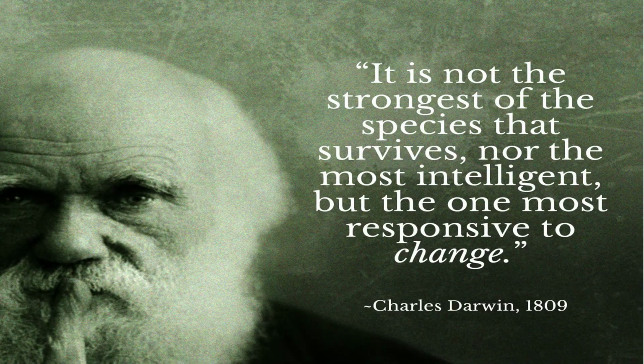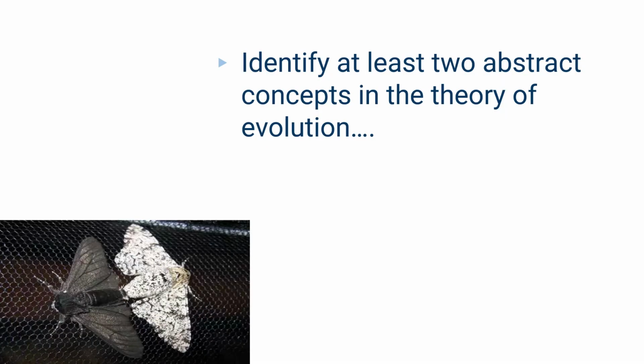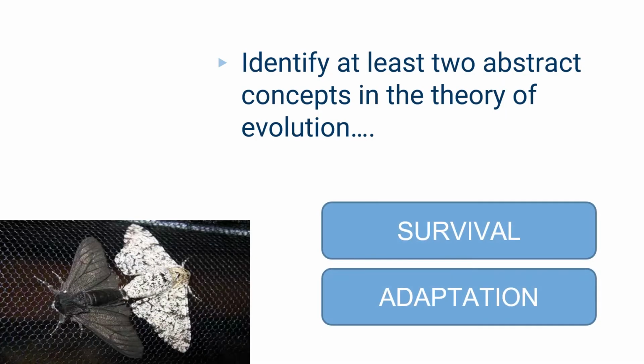Going back to the theory of evolution, it is not the strongest of the species that survives, nor the most intelligent, but the one most responsive to change. We are able to identify two abstract concepts. Number one is, of course, survival, and number two is adaptation. So that's the theory part.